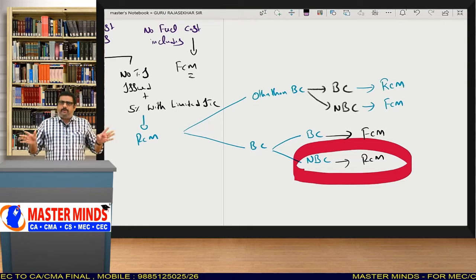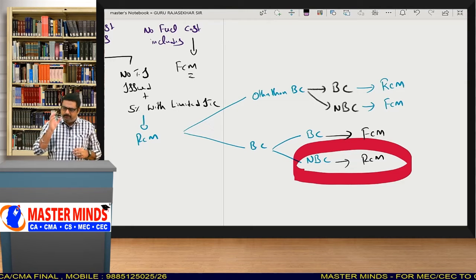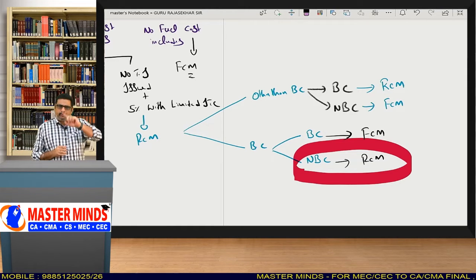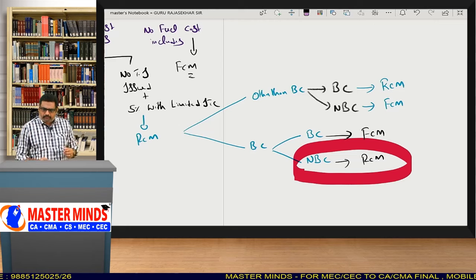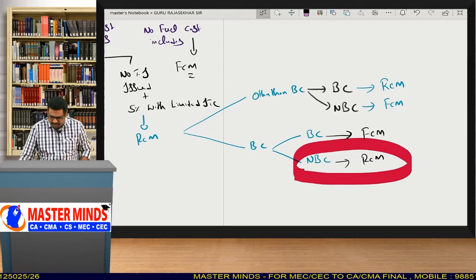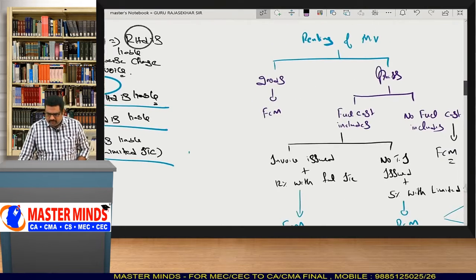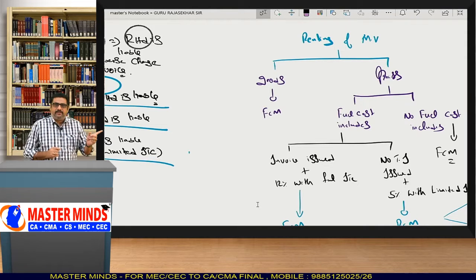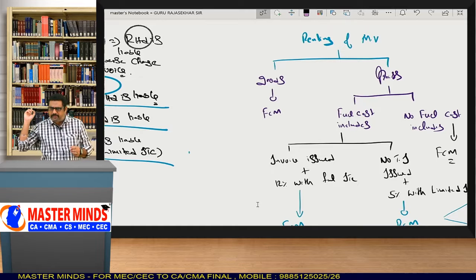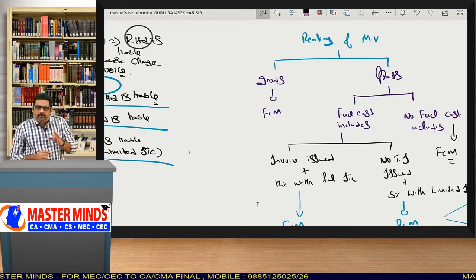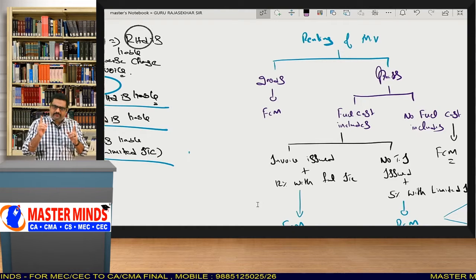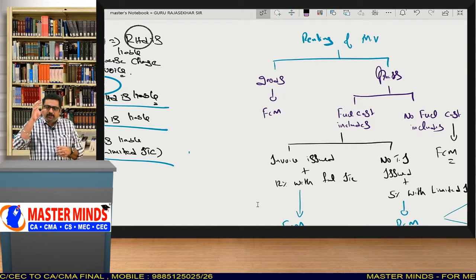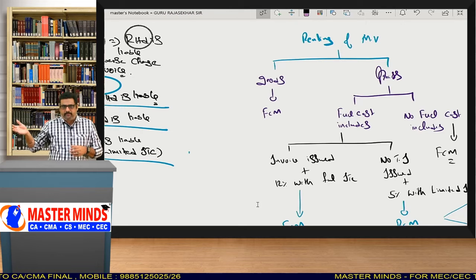So, in order to apply RCM, first we have to check the tax rate. If the tax rate is 12%... The first point we have to check, with respect to renting of motor vehicle, is whether it is designed to carry goods or designed to carry passengers. If it is designed to carry goods, then FCM is applicable. If it is designed to carry passengers, then RCM may come into the picture.